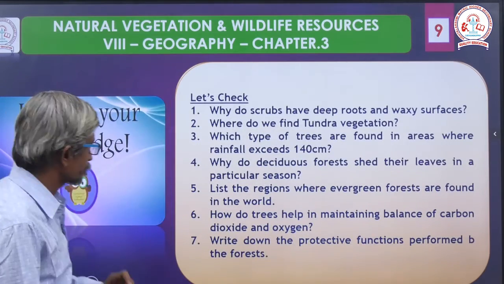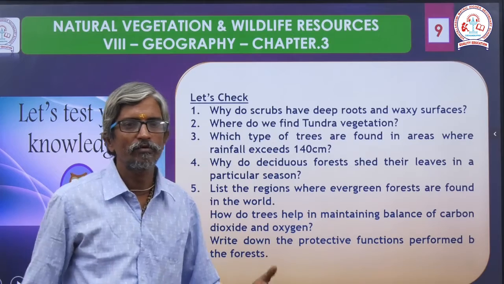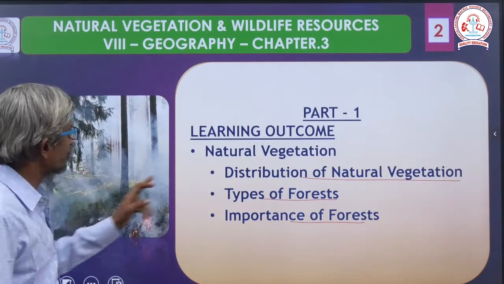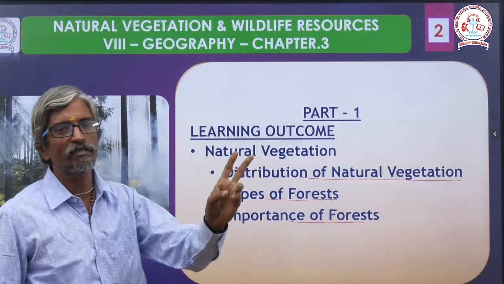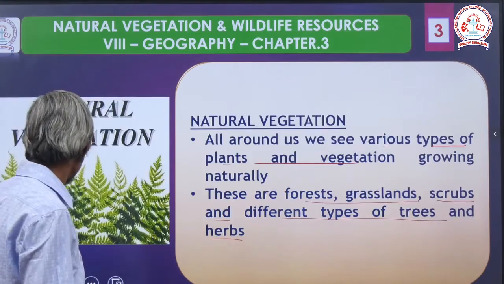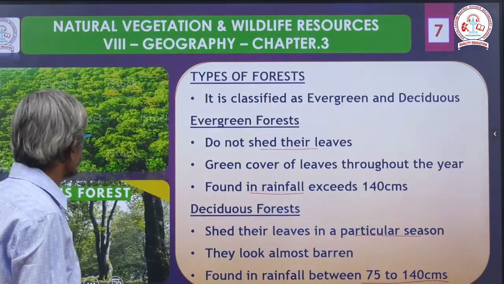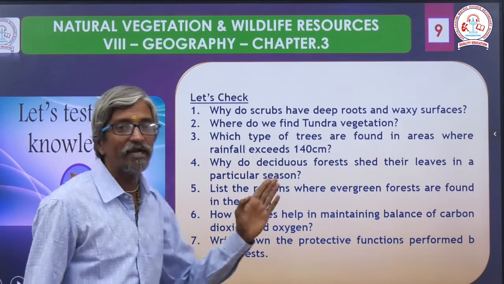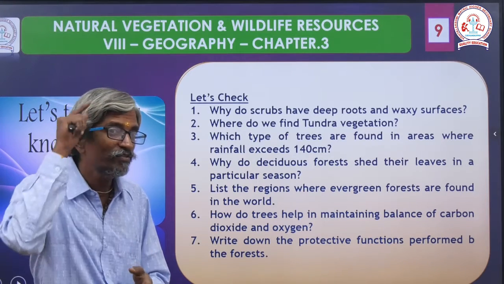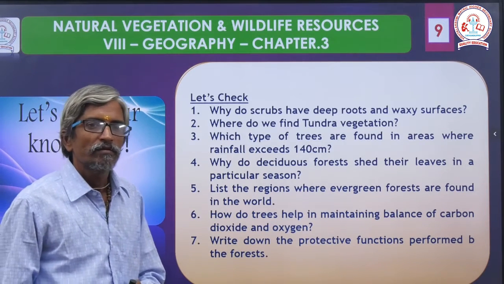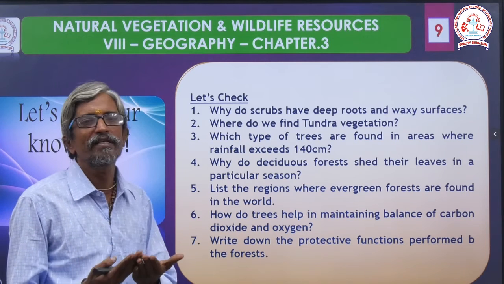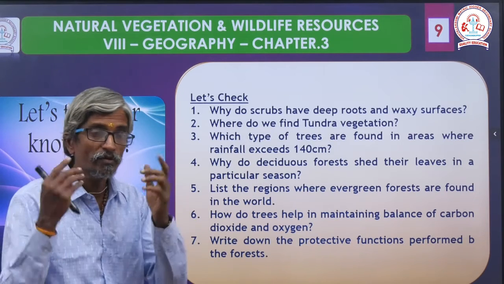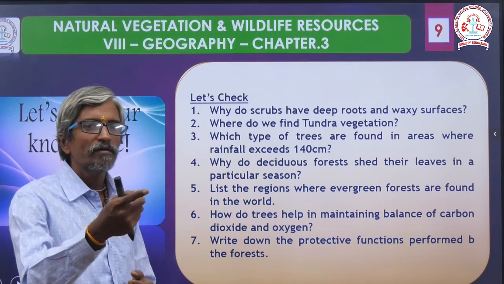Next, let us check, again for our small recap. The things we discussed in this video session: number 1 distribution, number 2 types, and number 3 importance. Based on that, we are going to check some questions on what we understood. Number 1, why do scrubs have deep roots and waxy surfaces? You have to think and answer. Clear? If everything is available very easily, then the value of the content will be reduced. So, you have to gather information and then present your answer.